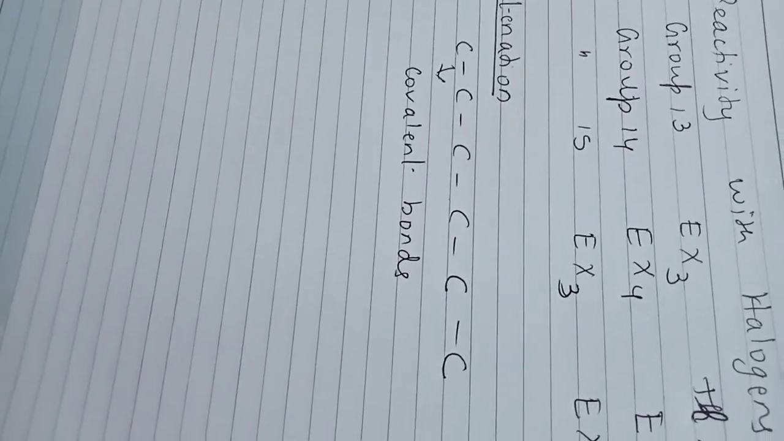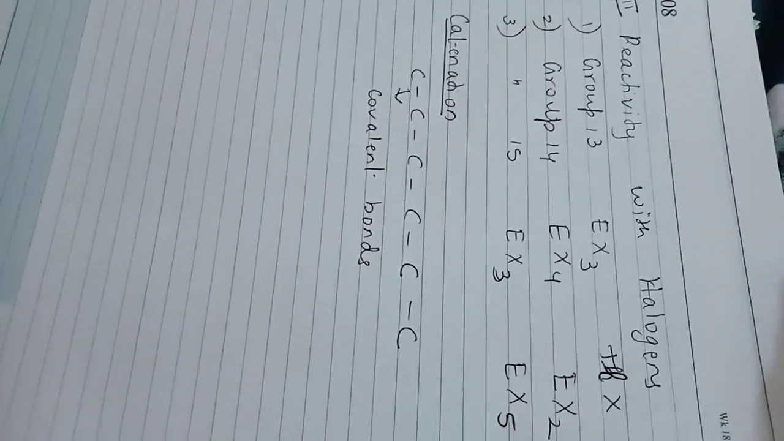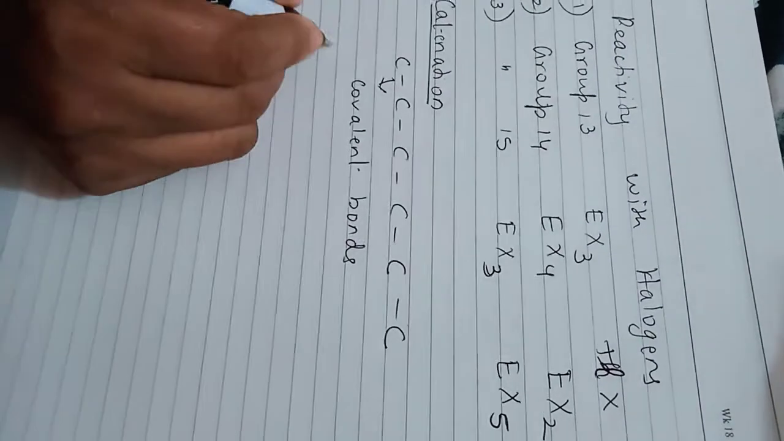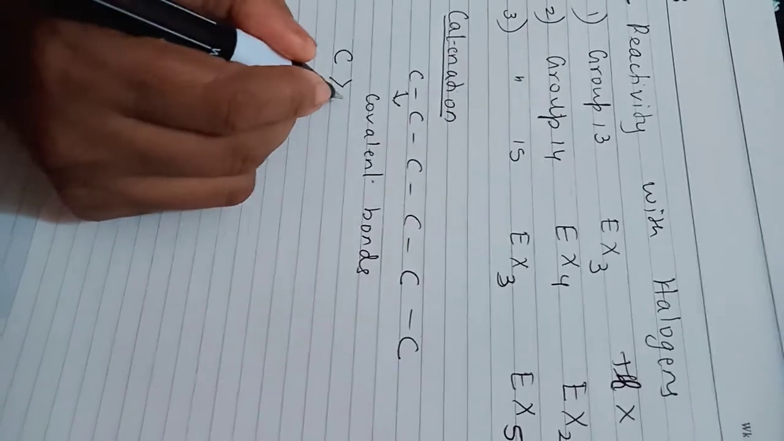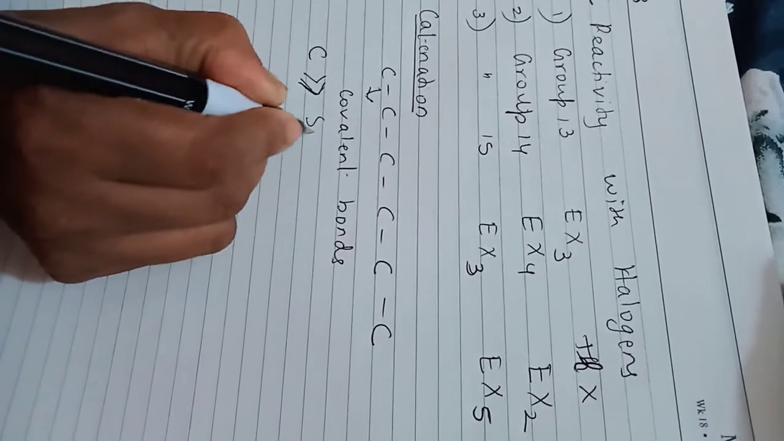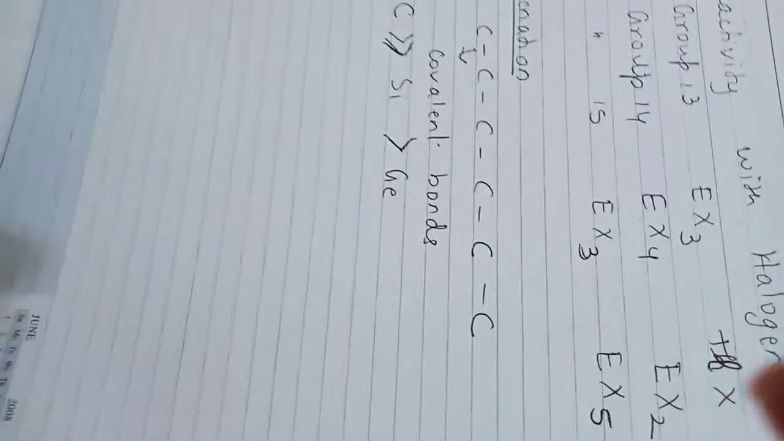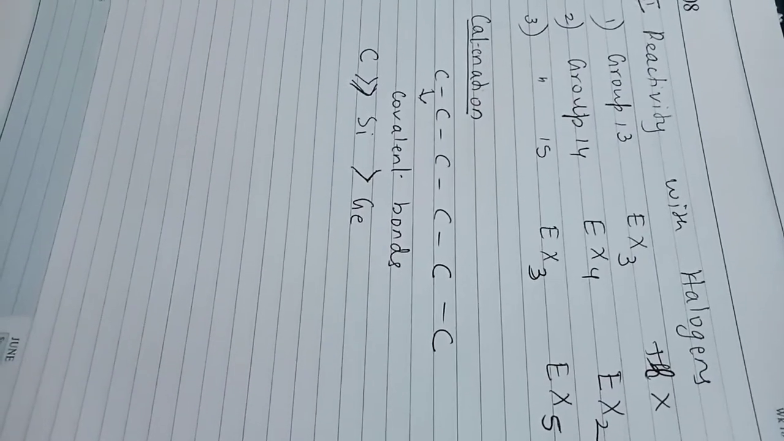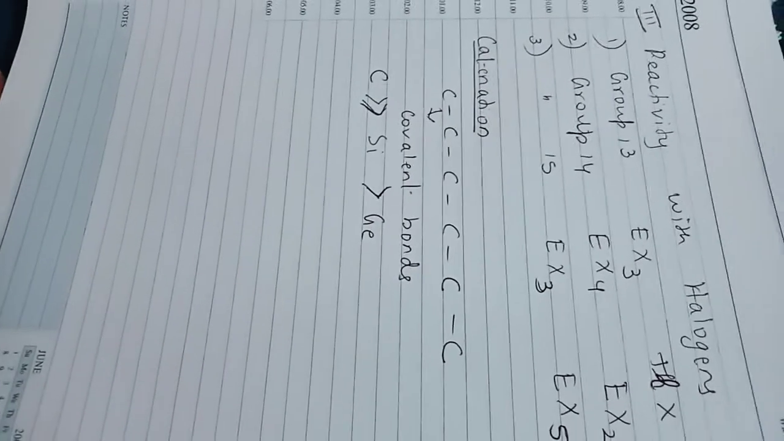What is catenation? It is the property of bonding of atoms of elements by covalent bonds, and the covalent bonds are quite strong. Students, the property of catenation is especially shown by carbon, which is much greater than silicon, which is greater than germanium. This is the property of catenation, which is specifically shown by carbon, a member of group 14.